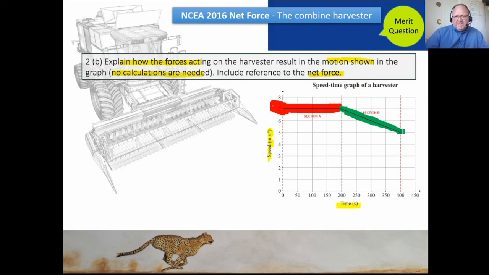Now if you are decelerating, is your thrust force bigger or is your friction force bigger? Your friction is bigger than your thrust. Okay, and is that net force with the motion or against the motion? It's going to be against the motion, because if it was with the motion, the tractor would have gone faster. Okay, so it's not a tractor, I know it's a combine harvester, but you know what I'm trying to say.